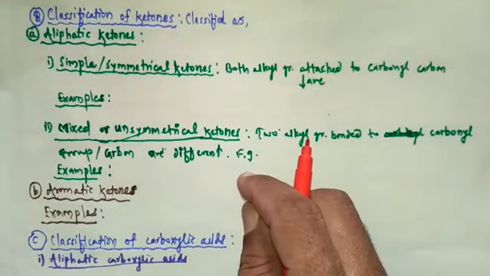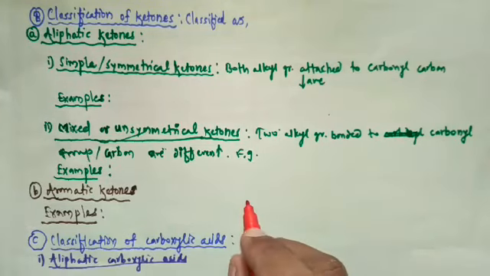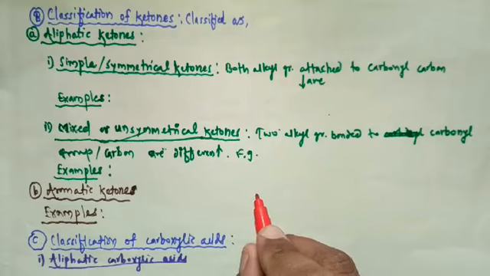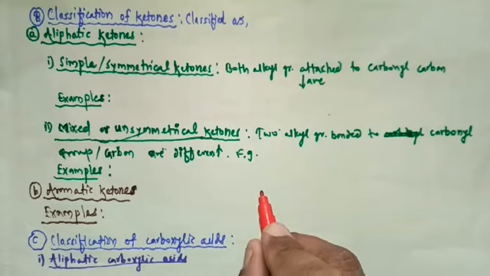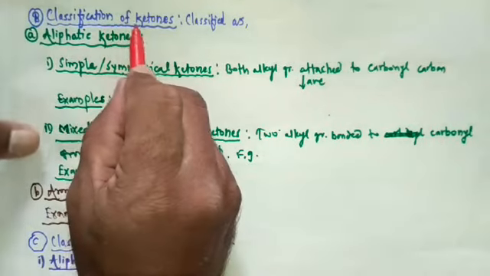In the last lecture, we studied the definition of aldehydes, ketones and carboxylic acid. Later on, we studied the classification of aldehydes in detail. So today, we are going to study the next article in this topic, and that is the classification of ketones.